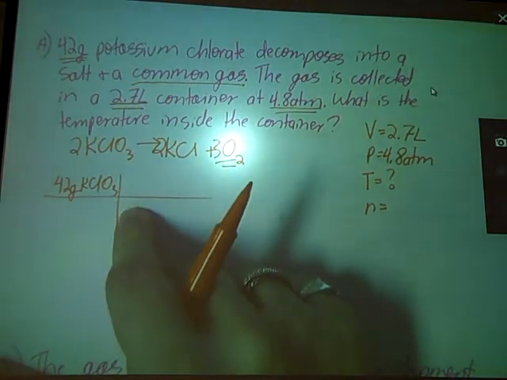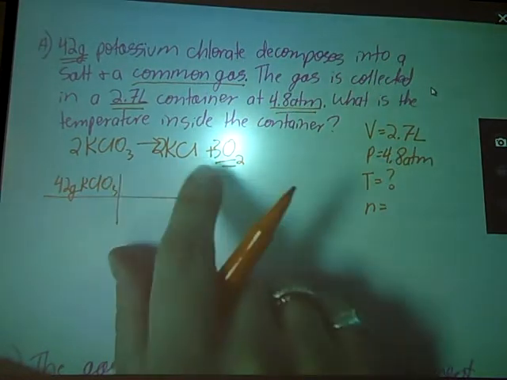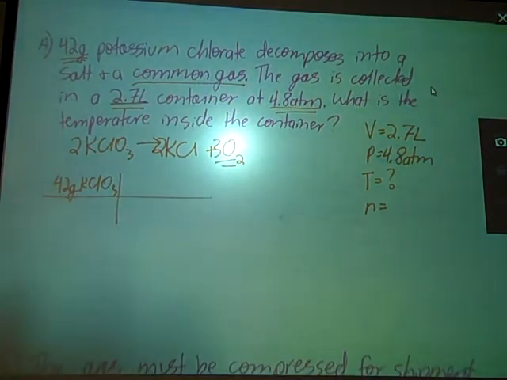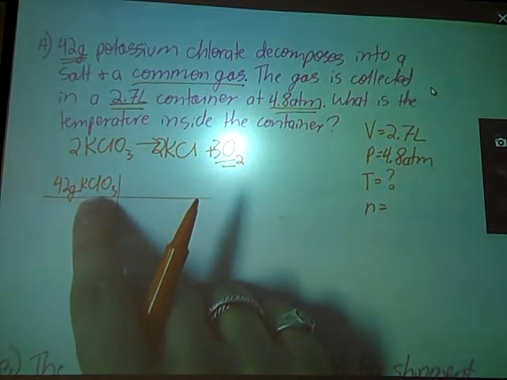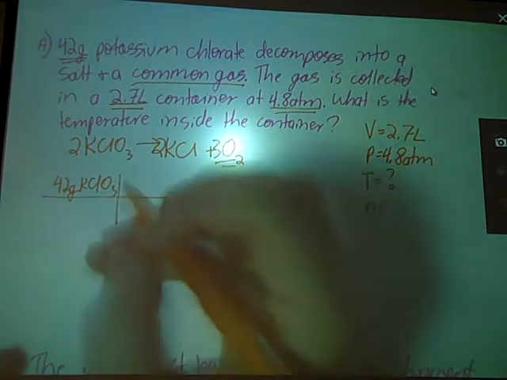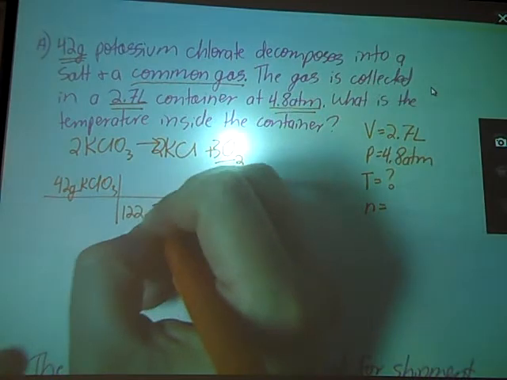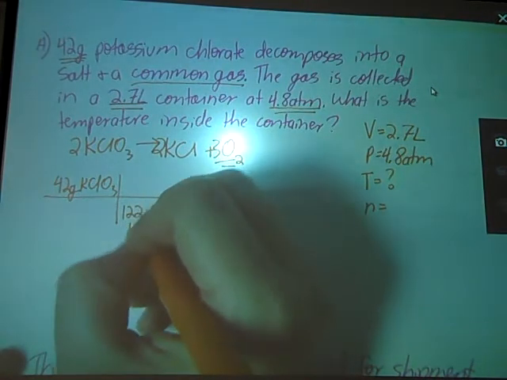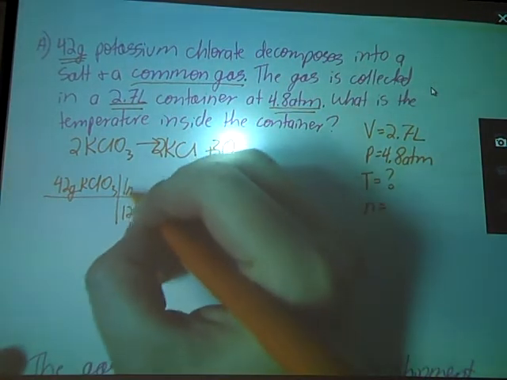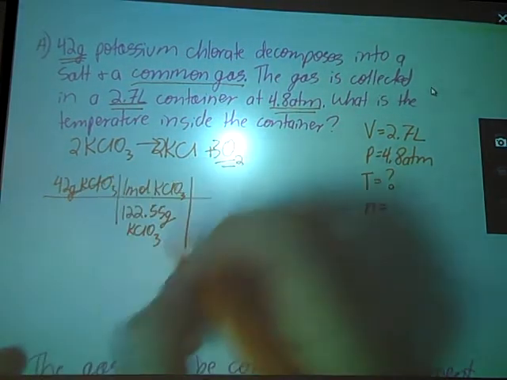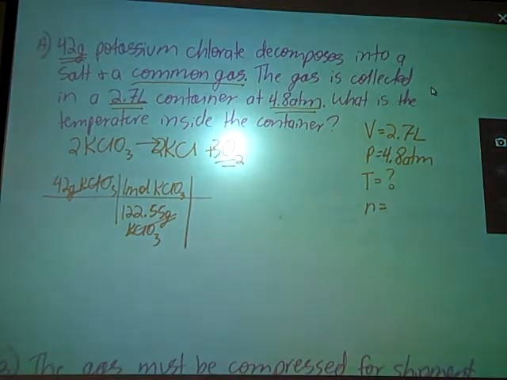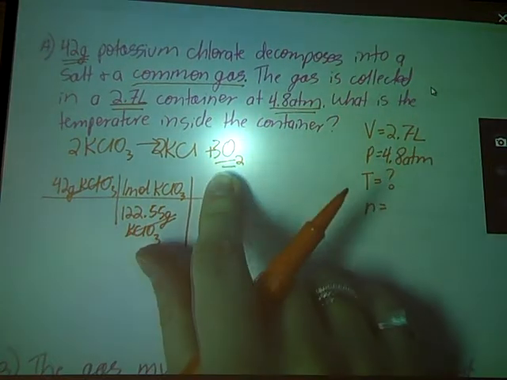First thing, though, my mole ratio that gets me from reactants to products, it's from moles to moles. So I need my formula mass of this guy to get us from grams to moles. So one potassium plus one chlorine plus three oxygens gives us about 122.55 grams of potassium chlorate per one mole of potassium chlorate. So grams potassium chlorate cancel. That leaves me in moles of potassium chlorate, but again, that's not my common gas. I'm looking for my oxygen.